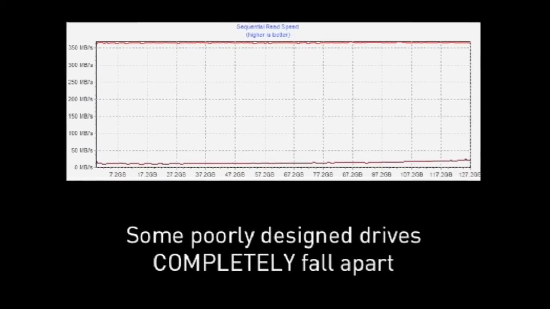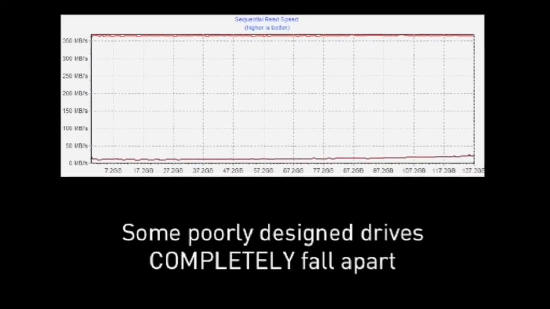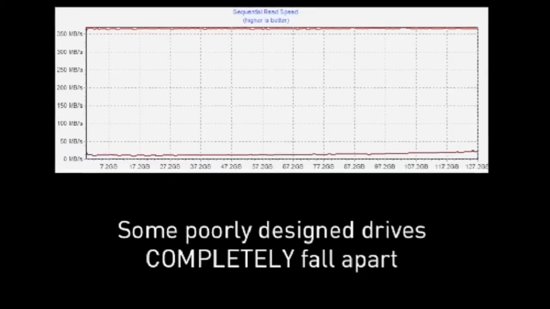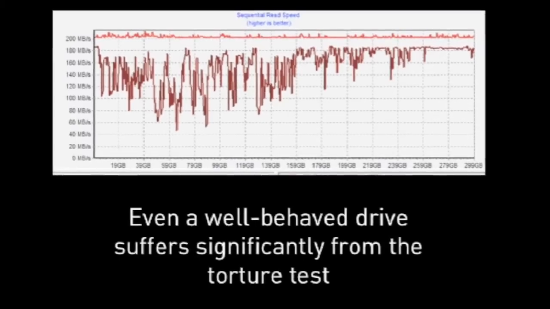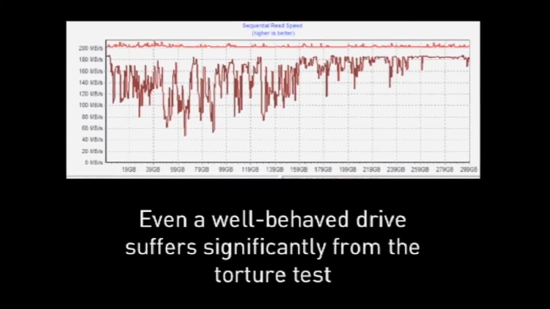Some poorly behaving drives get even worse. This is an OCZ drive, so you can't even see where it started on this, and it barely gets any better. Even well-behaved drives suffer from this problem. This is one of my favorite drives, an Intel 320, which is the newer generation of the X25. As you might imagine, a production system would not do too well if your writes look like this. Your latencies would go up and down, and you'd have problems.